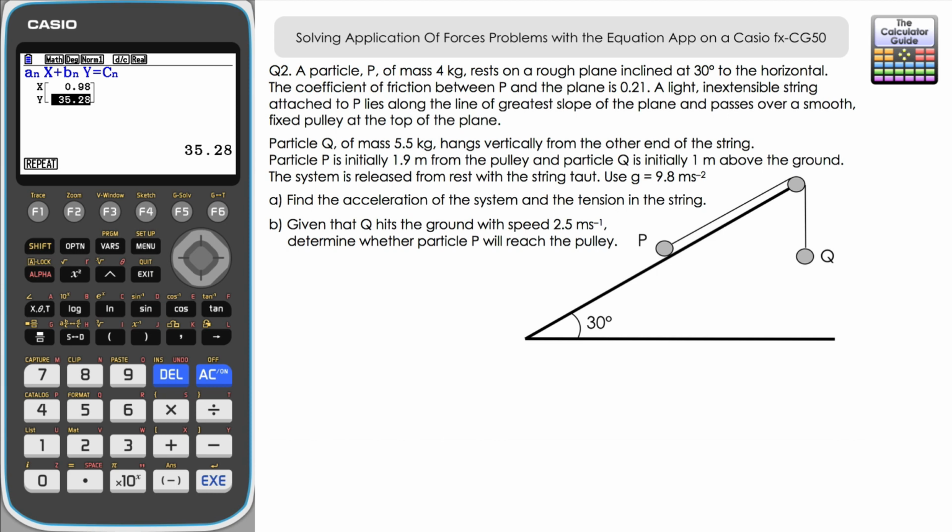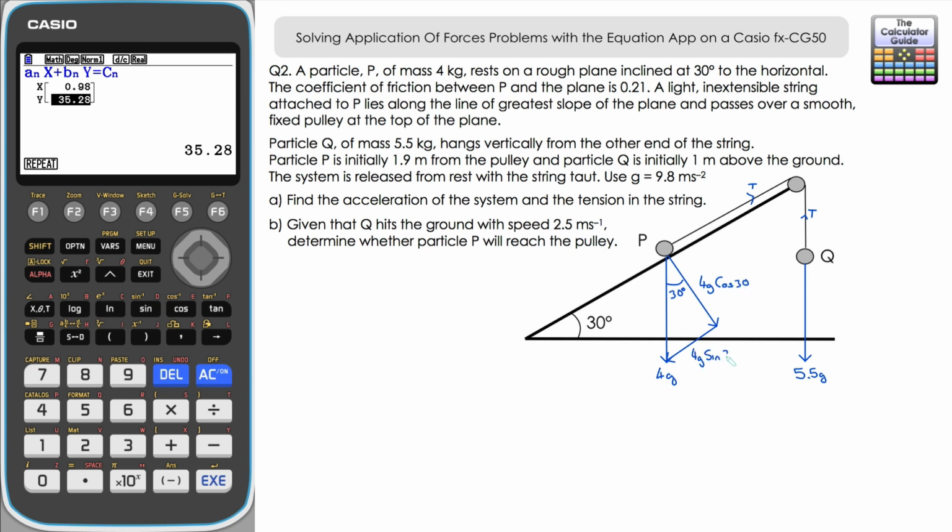Okay, so a lot of information there. We're not going to use it all at once, and that's why it's helpful to put the forces onto the diagram to see what's going on so we can make more sense of the information. So let's start off with the weight of the particles. This time we definitely know that P is 4 kilograms, so the weight is 4g. The weight of Q is 5.5g, and the tension in the string is the same throughout, so we'll label that as T. Once again, we're on a slope, so we're going to split the weight of P into perpendicular and parallel components. So we have 4g cosine 30 running perpendicular, and 4g sine 30 is the parallel component.